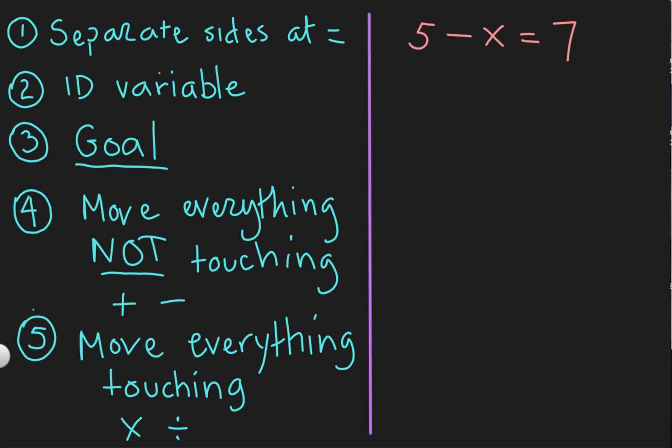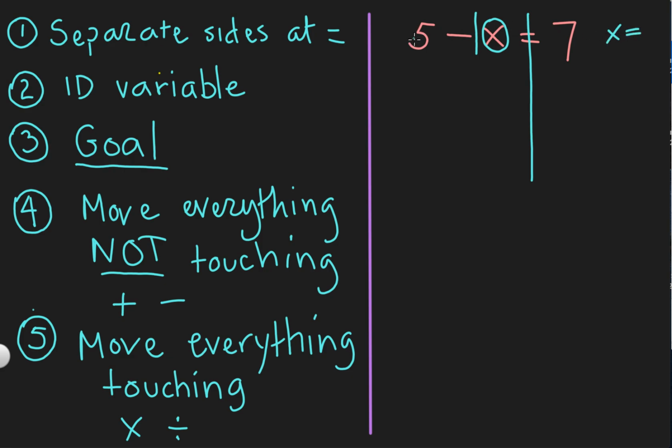Next example. 5 minus x equals 7. So again, we separate my problem. Now understand that if there's no number in front of the x, it's just like having a multiplier of 1. So in this case, it's actually negative 1. My variable is my x. My goal is to get the x by itself.